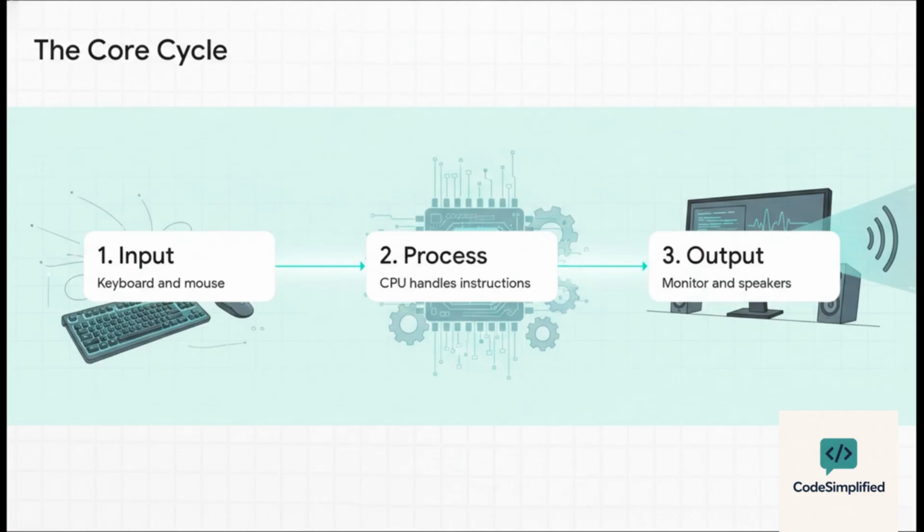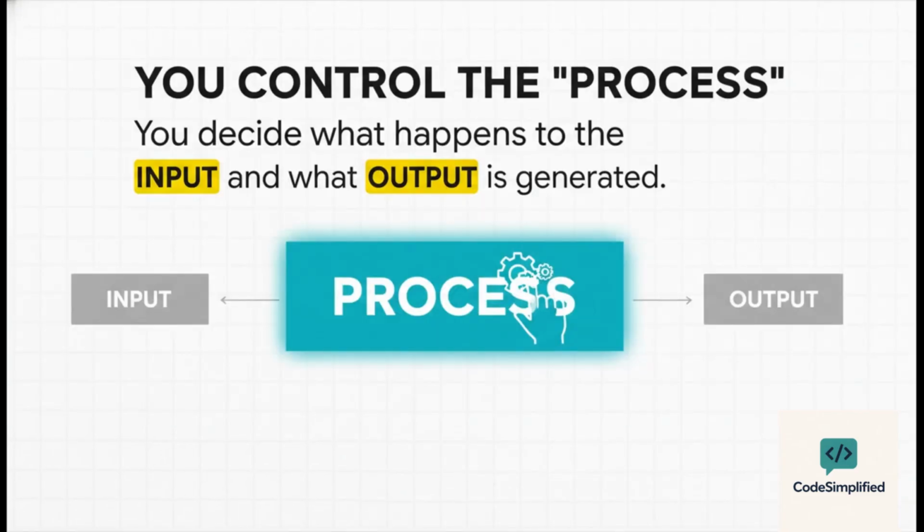Well, every single computer, no matter what, follows one simple cycle. Input, process, output. That's it. You type something on your keyboard. That's your input. The CPU crunches the numbers on that command. That's the process. And then the words pop up on your screen. That's the output. It really is that simple. And here's the key takeaway for you. As a developer, your real power, your whole job, is to control that middle step, the process.